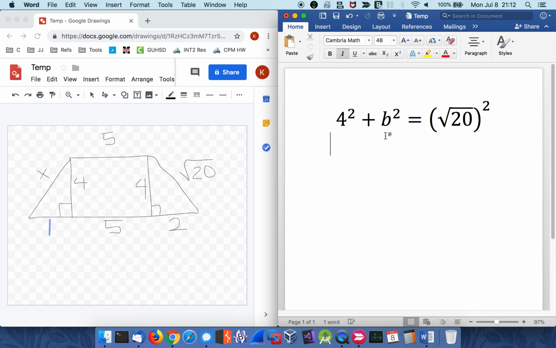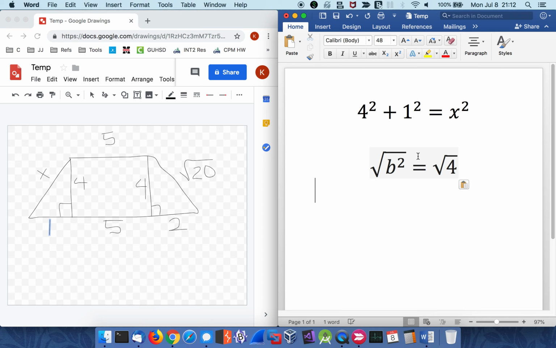So we've got our Pythagorean theorem again. And we know that 4 squared, so this is this side, plus b squared, well here we know it's 1, equals c squared. Well, in this case, x squared. Okay? So that's 4 squared plus 1 squared should equal x squared. So let's go ahead and solve this. So this is 16 plus 1 equals x squared.